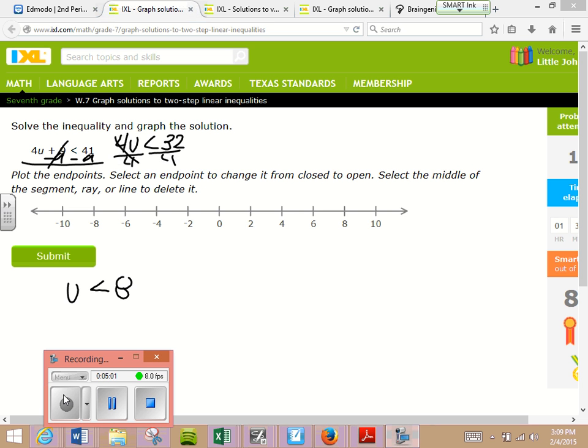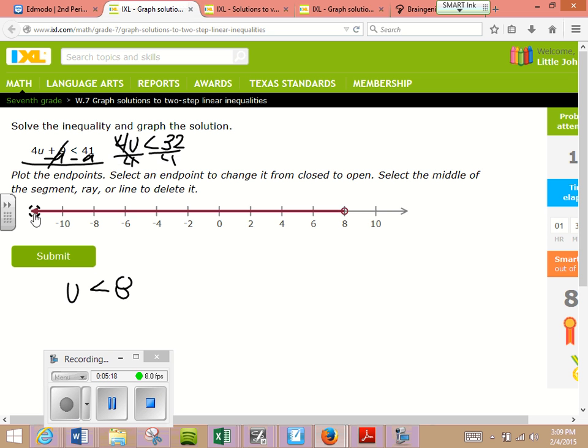Look, press the number 8. Is it open or closed? Why is it open? Because it's not equal to. It doesn't have the equal to, right? Good job. All right, next one.